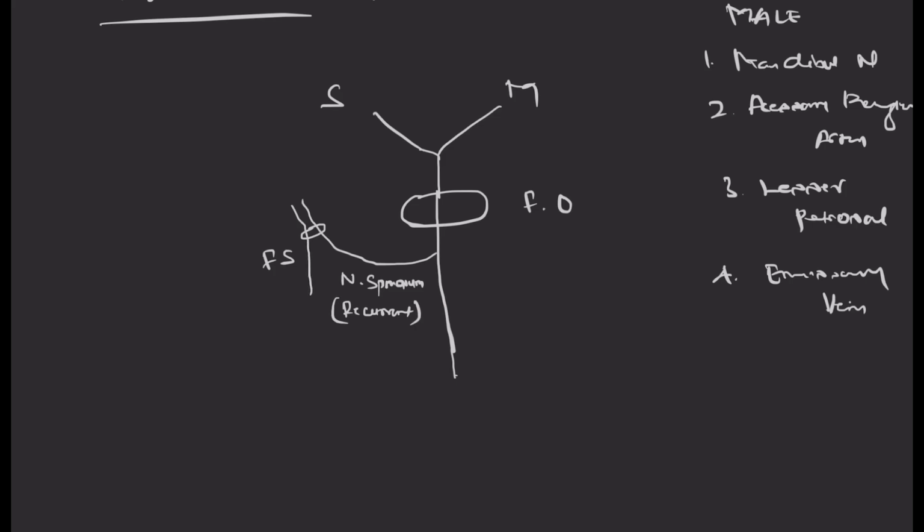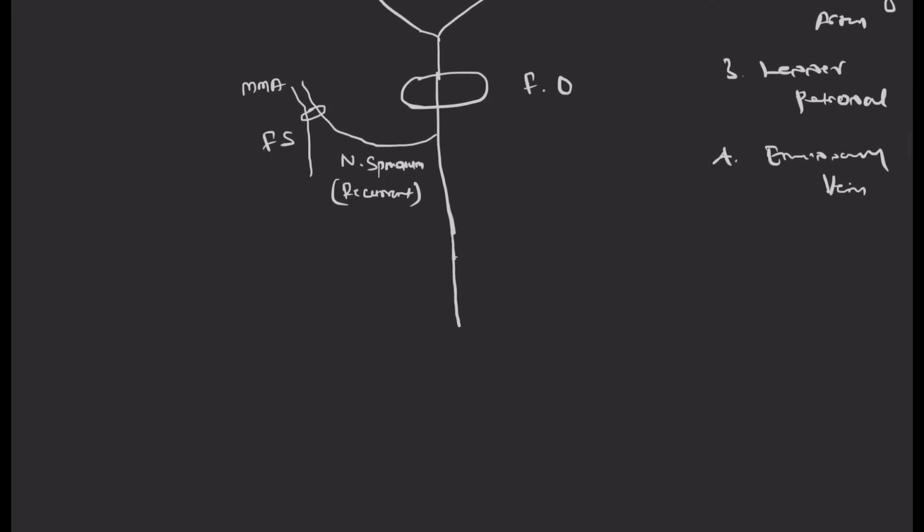Along with the nervus spinosus, an artery enters, that is the middle meningeal artery. And the mandibular nerve forms a ganglion here. This is called the otic ganglion.